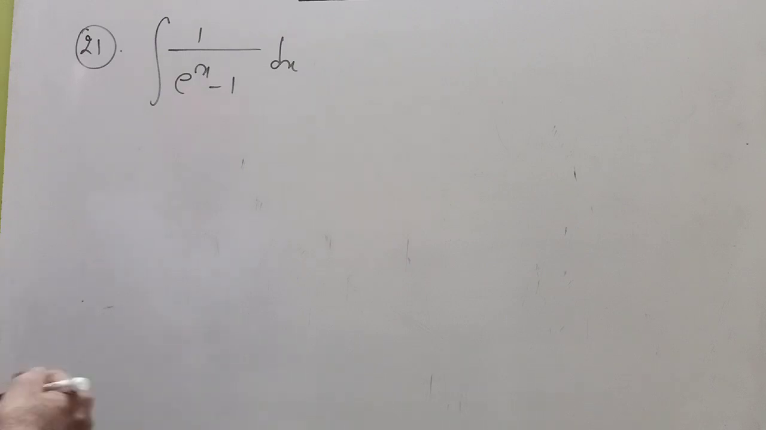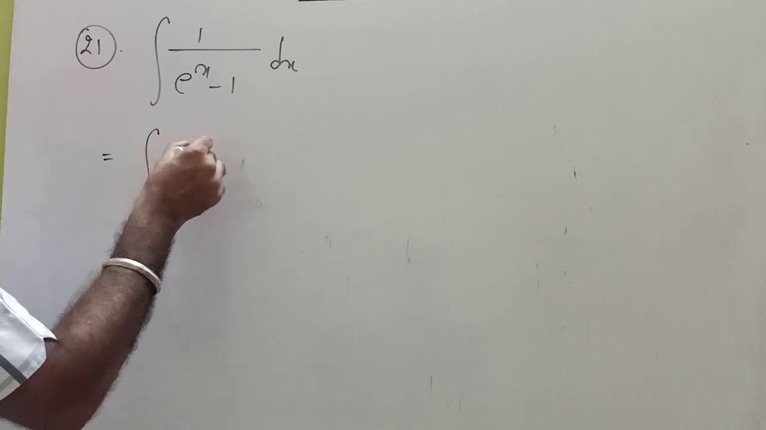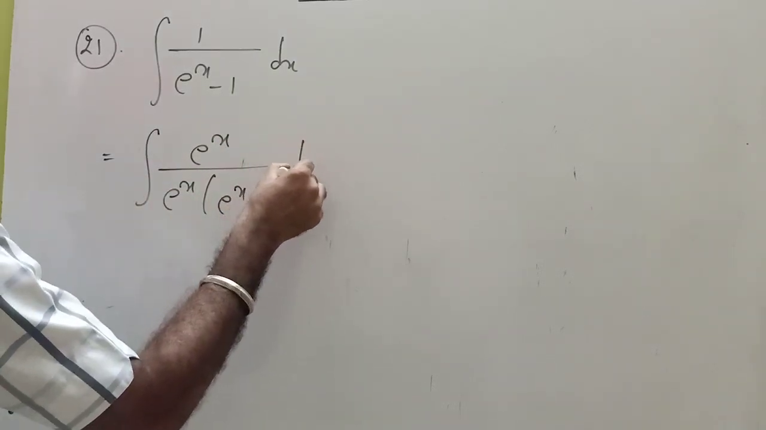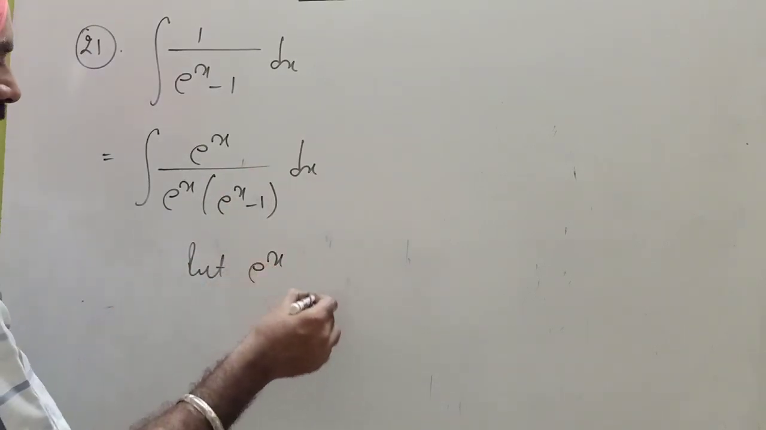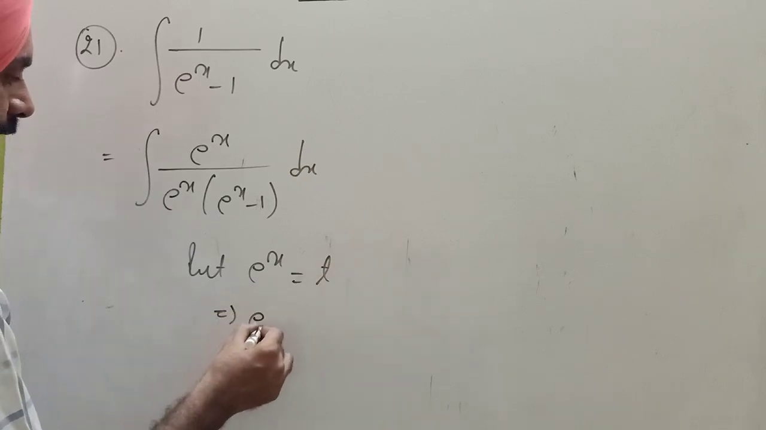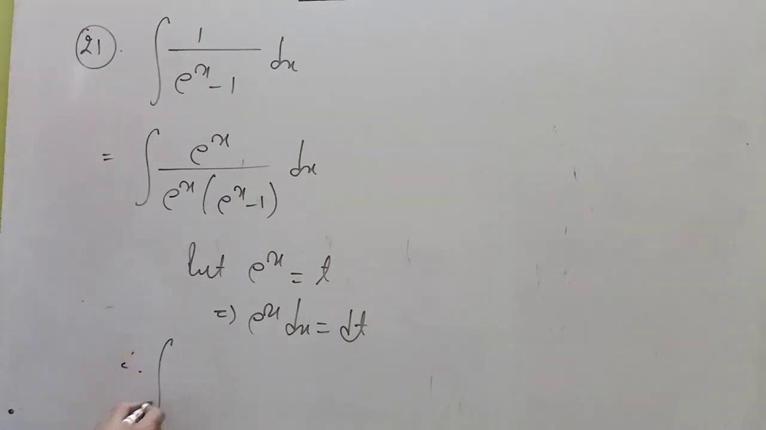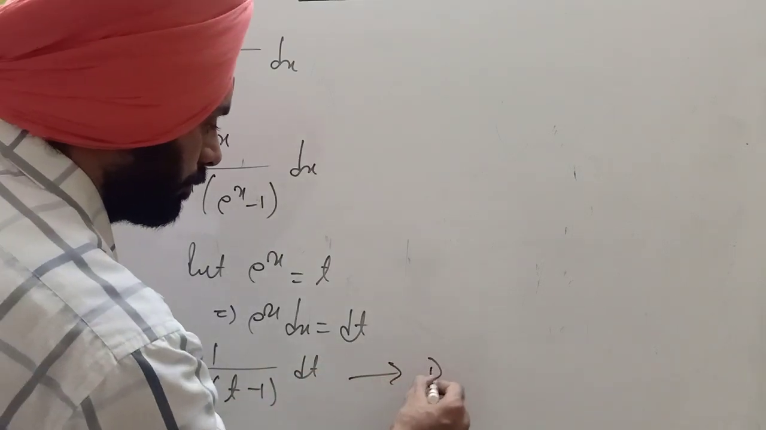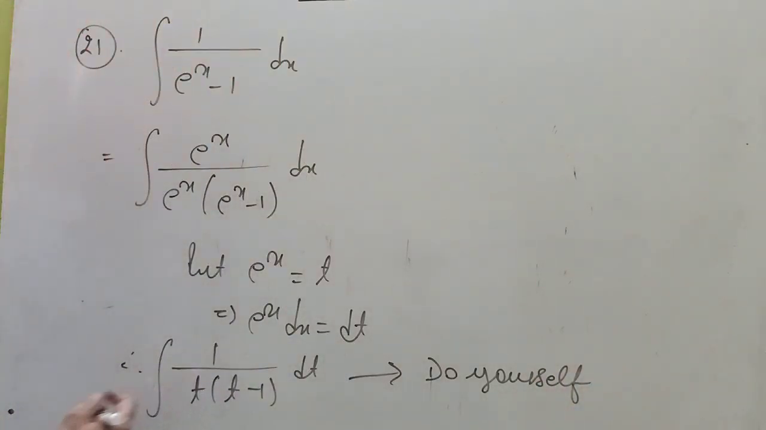Now the 21st question is 1 over e raised to power x minus 1. You have to remember that. We have to multiply and divide by e raised to power x. Question is very different. Put e raised to power x is equal to t. Its derivative is e raised to power x dx is equal to dt. Therefore integral becomes 1 by t into t minus 1. So next you can do yourself, because this is linear and different factors.